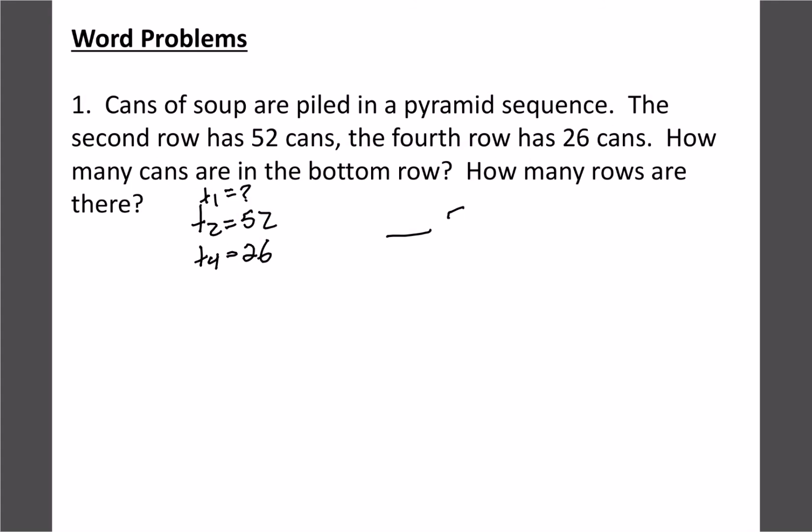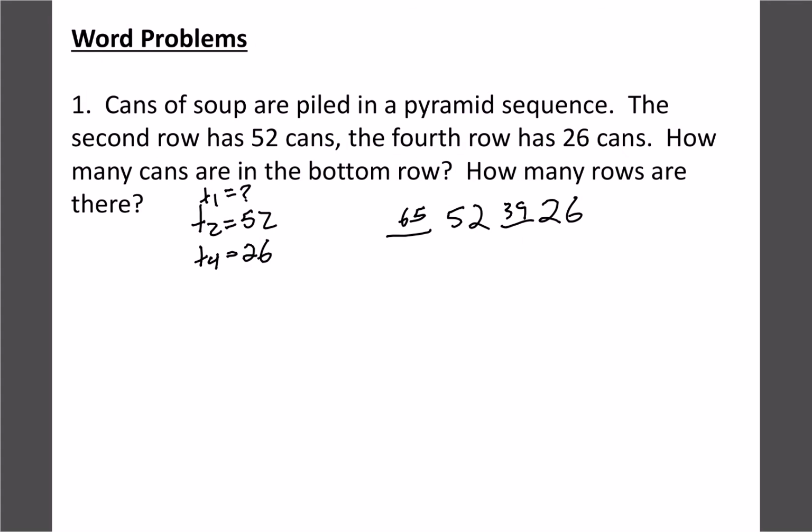So we're looking for term 1, we know we have 52, term 3 we don't know, we got 26. So in this case we could use our formula to find D, but because there's only three terms, it's pretty easy. You can see that we're just going down by 13. So if we subtract 13, we'd have 52 minus 13 is 39, and then minus 13 again would be 26. So if we go the other way, we could add 13, we get 65. So term 1 is going to be 65. That'll be our bottom row.